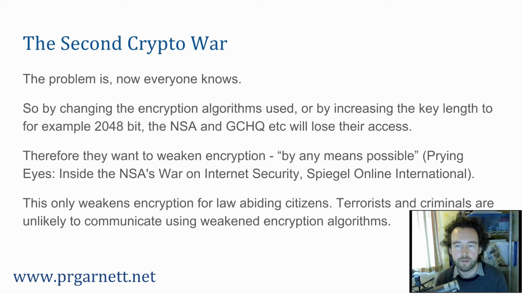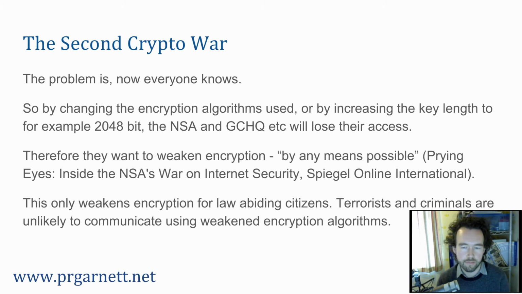Now, you can get around this quite simply. So by changing the encryption algorithm used to one that doesn't have that pre-calculation vulnerability, or by increasing the key length to something like 2048 bits, that would mean that the NSA and GCHQ would lose their ability to decrypt communication. And we know about this because of Snowden, and therefore it's reasonably likely that the reason that the governments are now so interested in weakening encryption and encryption backdoors are back on the political agenda is because of what Snowden has sort of allowed us to understand.